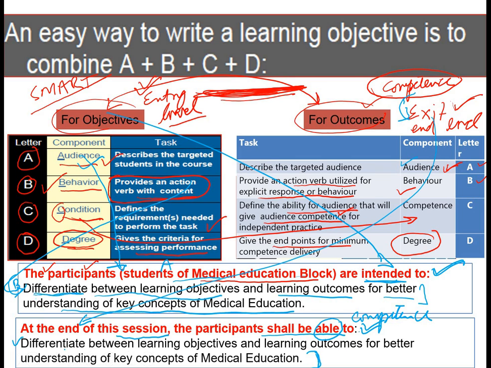Here the differentiation is going to explicitly explain the behavior of the student, and for better understanding, the level of degree. So you can find that there is a small difference between the learning objective and the learning outcome. There are certain articles, like those by Professor Harden, and often people confuse learning objective and learning outcome, as there is a small difference between them.